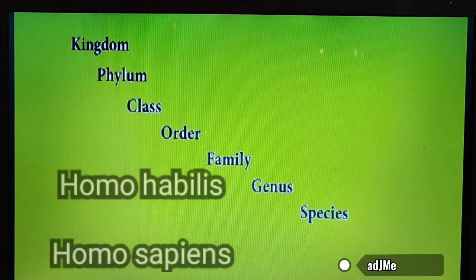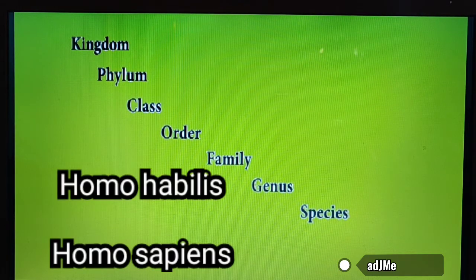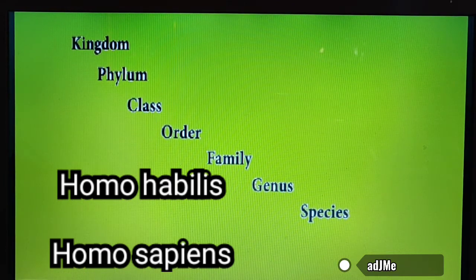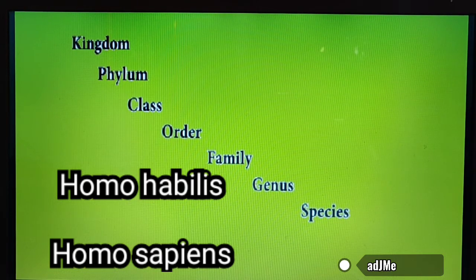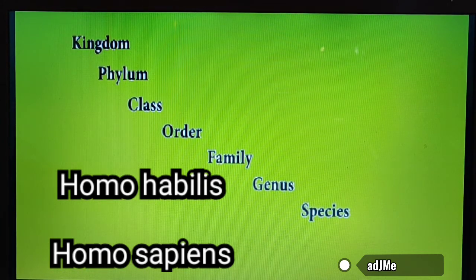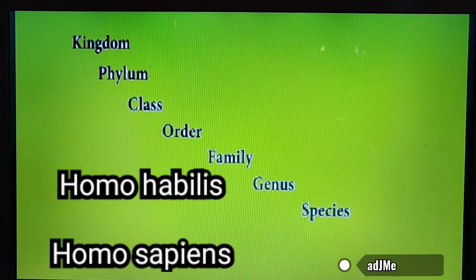For example, the scientific name of human beings is Homo sapiens, in which the first word, Homo, is the genus name and the second word, sapiens, is the species name. So there are many species under the genus Homo: Homo erectus, Homo habilis, and the present modern human being, which is called Homo sapiens.